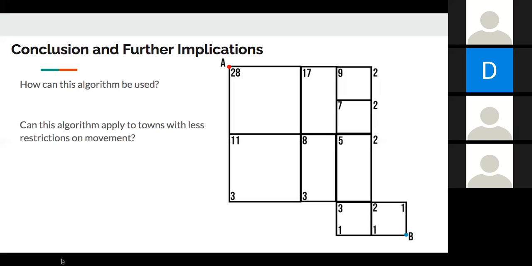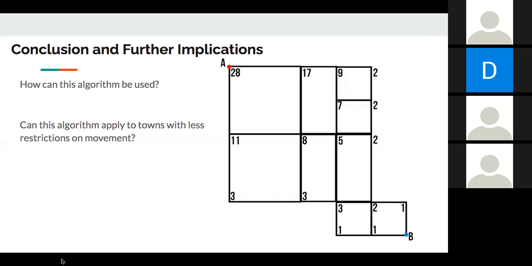Can this algorithm apply to towns with less restrictions on movement? It could. For example, in the image that we have here, we could find the maximum amount of pathways from point A to point B. In this case, we actually have to work backwards because it might be a little bit more difficult since we have rectangles in this problem.